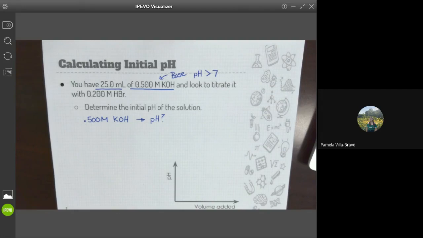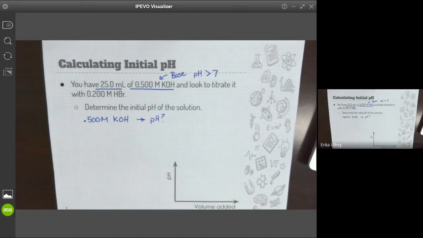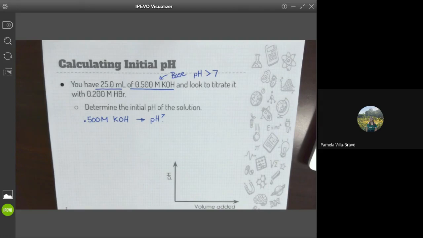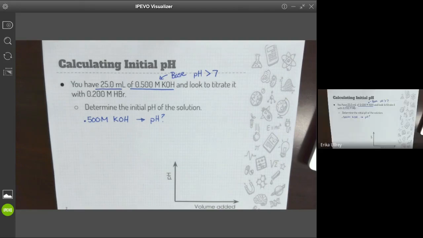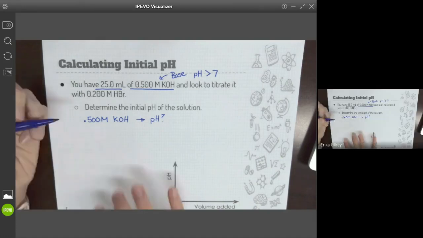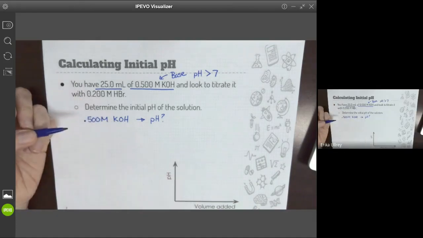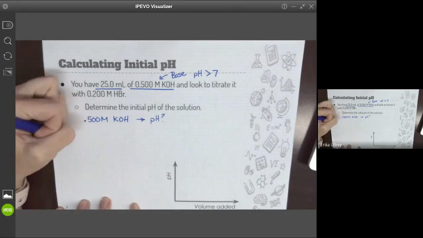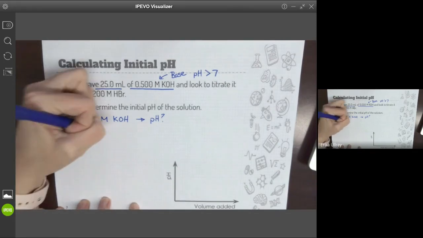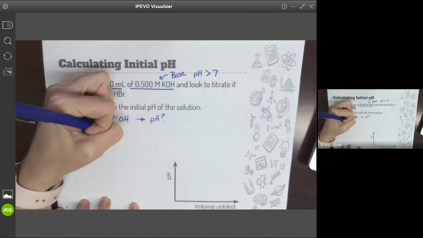In order to find the pH, we'll have to get 14 and subtract... What do I have to do? I think I got lost. That's okay. So the first thing that we see is, is KOH a strong base or a weak base? It's strong, right? It's a group 1 metal and an OH, so it's strong. So that means we're going to get 100% dissociation, right? This KOH is going to completely separate into K plus and OH minus.